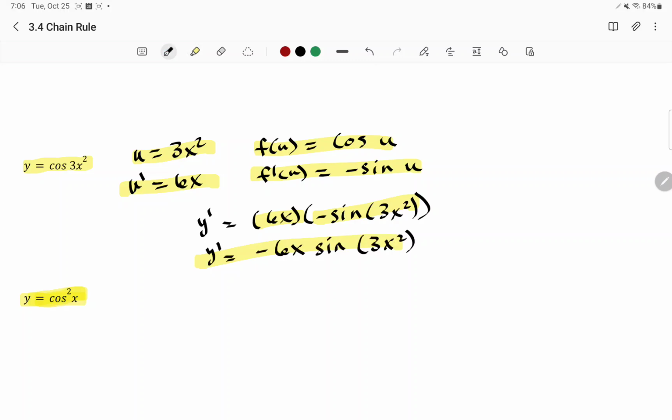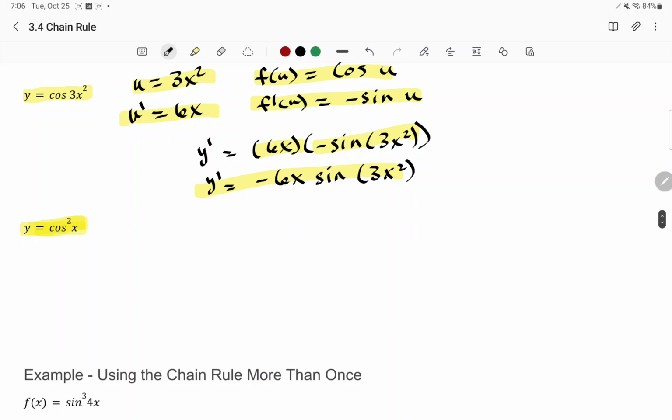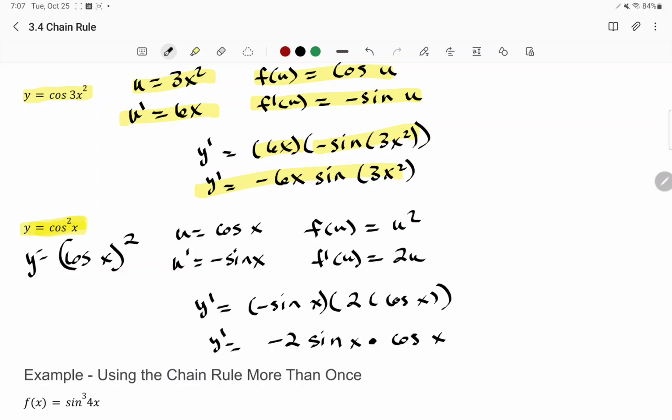Looking at the next one, if you were not able to try this one, make sure you go ahead and try it and then come back. But another way to write this is cosine of x all squared. So cosine of x, all that quantity squared. So now you might be able to identify more easily what your inside and your outside functions are. So pause the video and try this on your own. And again, we identify our inside, outside, derivative outside, and then multiply those together and simplify. And this is about as far as you'd be able to go on this one.